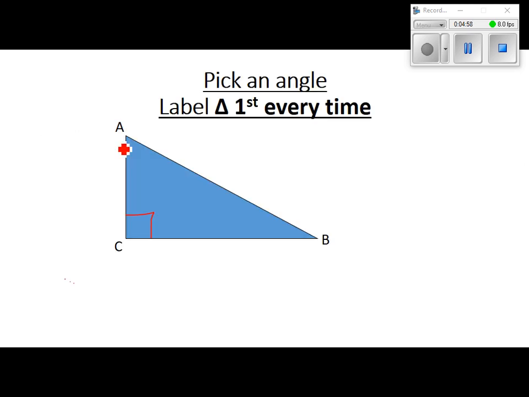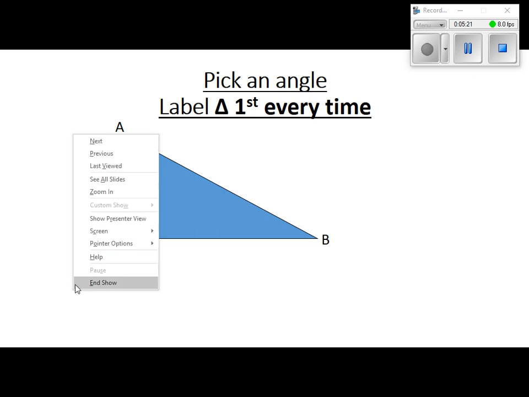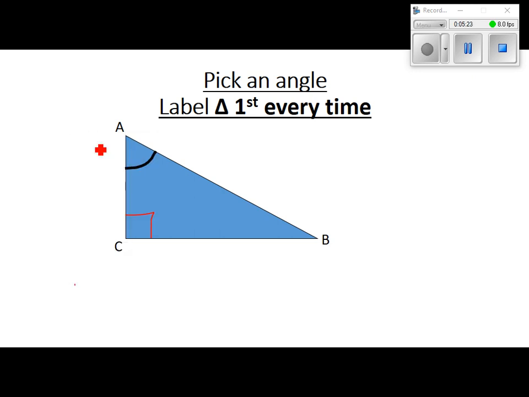On this one, first thing we gotta do, we gotta pick an angle. We're gonna pick angle A. You cannot pick the right angle. Does everybody understand that? It's gotta be one of the other two angles. The other two angles are acute angles, it's gotta be one of those. So put the little arc in the right angle. Go ahead and click the board or go to next and it'll put that little arc in angle A. We're gonna pick angle A.